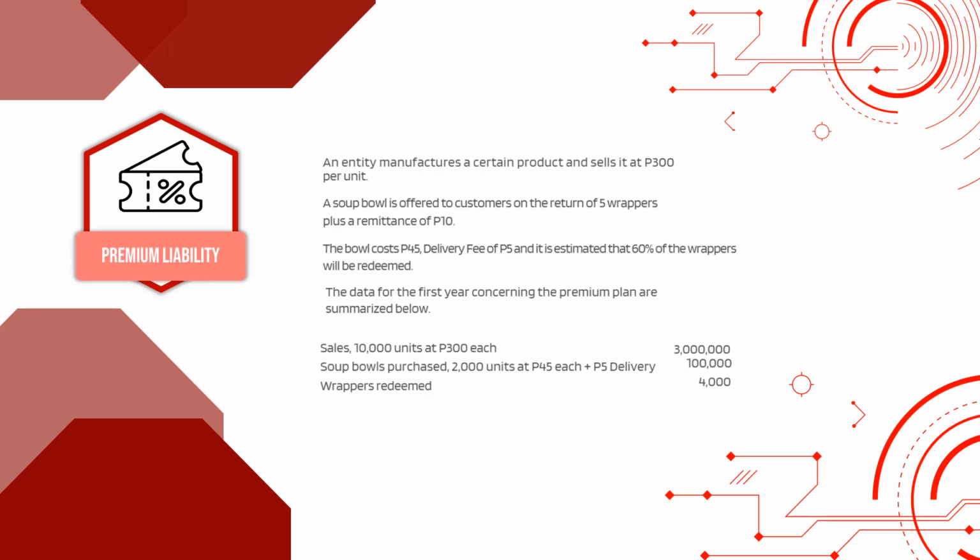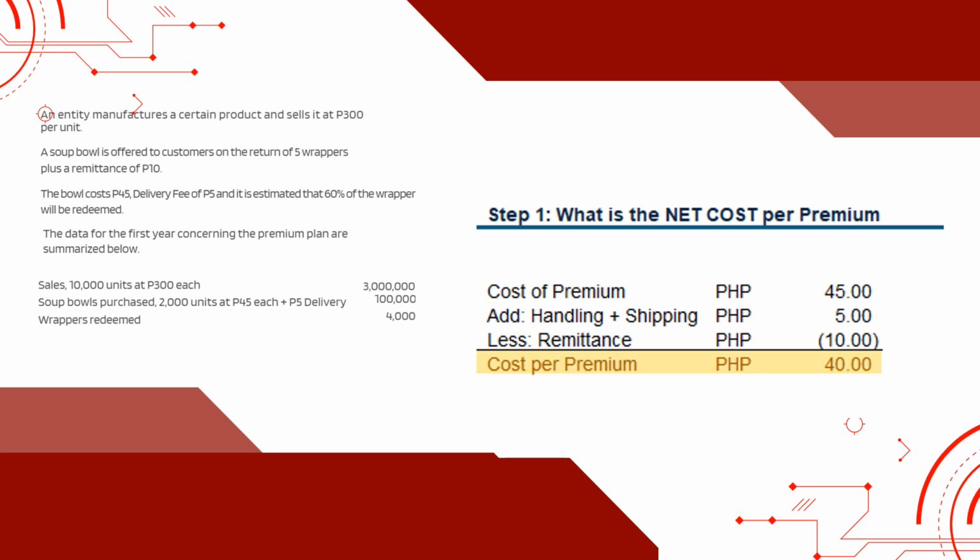Our first sample would be our premium liability when it comes to our manufacturer, right? So these are the givens. What do we need to do now, right? So what does it say?